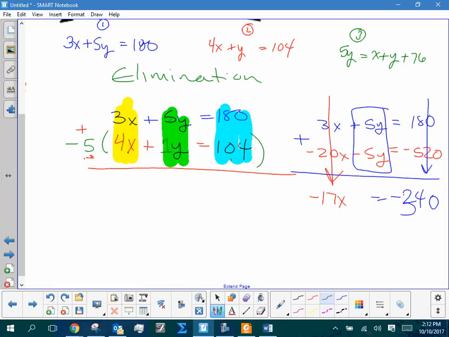Now that's a one-step equation, right? Should be a pretty simple one-step equation. Divide both sides by negative 17. I divide 34 by 17, it's 2, right? Yeah. So 34 divided by 17, so this should be 20 as an answer for x.